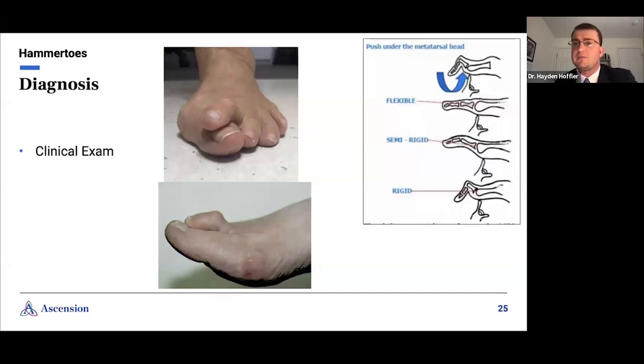How I determine what procedure, if it gets to that point, or what conservative treatment to try is determined by the picture on the right side, where sometimes I push up on the bottom of your foot, or sometimes even flex and extend the toe. And if it can't extend, that essentially means it's a rigid deformity, meaning the toe cannot be straightened out. And that determines the treatment option that you'll have for that.